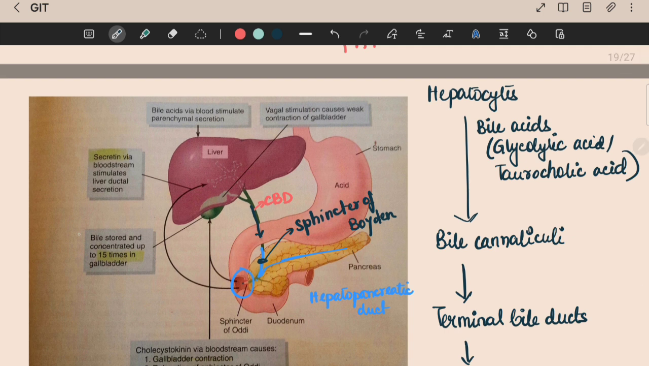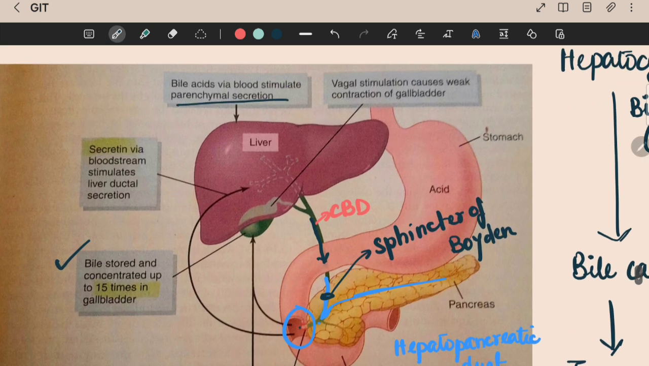Bile is stored and concentrated up to 15 times. Concentration is very important. The amount of bile released from the liver is about 600 to 1000 ml, but that is not the entire amount delivered, because it contains a higher amount of water, which has to be reduced so that the fats can be emulsified, because fats are hydrophobic in nature. Bile acids via the blood also stimulate the parenchymal secretion.